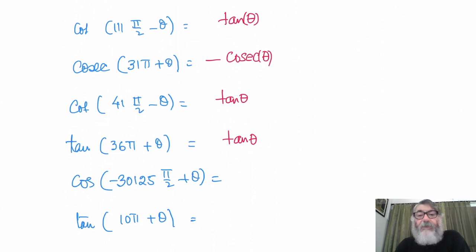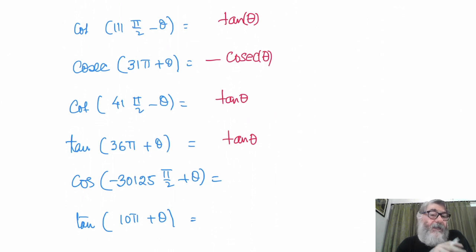Now cos of minus 30125 pi by 2 plus theta. Now it's again a big number, but it is not bigger than what we have already discussed previously. I have taken huge numbers, I think 9, 10, 11 digit numbers, so it shouldn't bother you. Divide the last two digits, 25, by 4. 4 sixes are 24, 1 is the remainder.